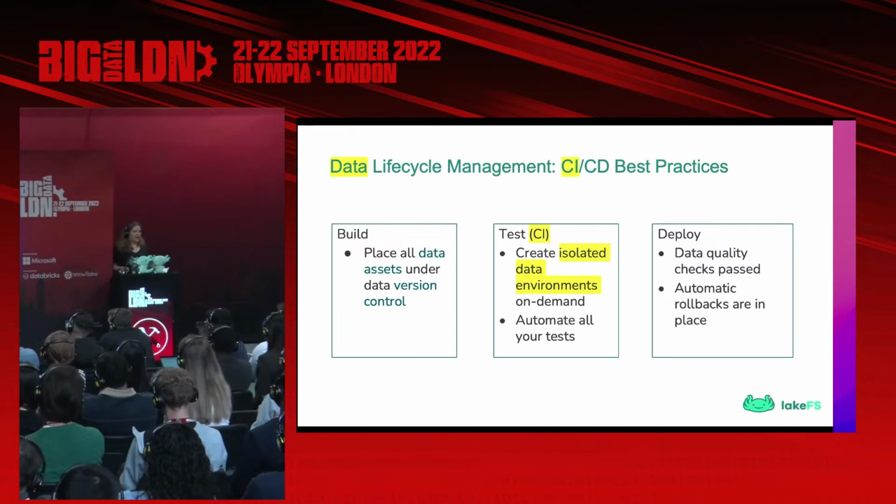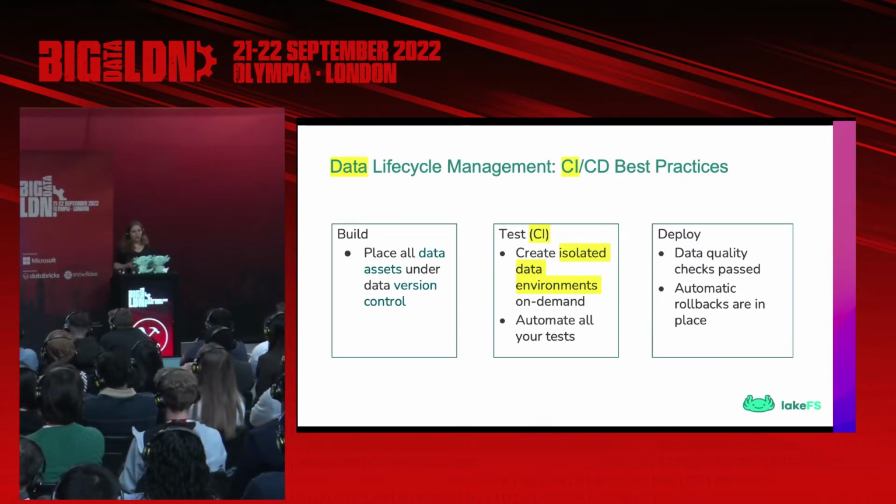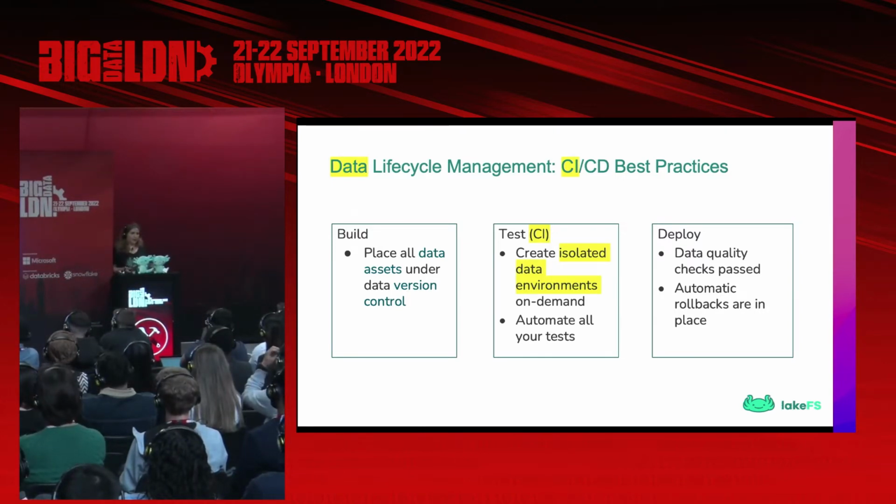Second part is the CI, the testing. I want to create an isolated data environment that enables me to test everything that I do in a way that doesn't harm my production data down the line. And I want to have it on demand. I want to be able to zero copy all my production data, run my pipelines, and test them. And I want to be able to automate all these tests, because if I do it manually, I won't have production, I won't have a business. So I want to be able to automate all these tests in order to gain confidence in the readiness state of my data.